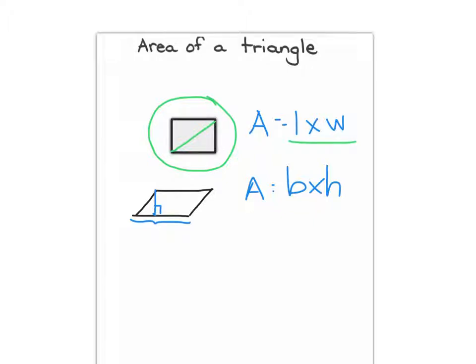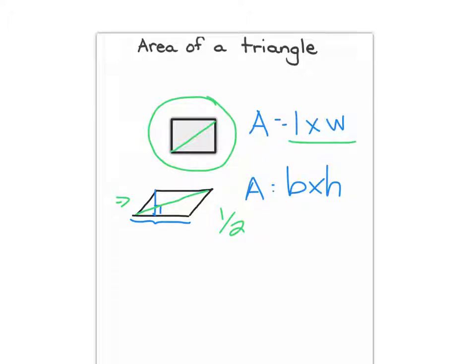Let's take a look at the parallelogram. To find the triangle, I draw a straight line from corner to corner. How much of the parallelogram does the triangle take up? It takes up a half. So half of this area is a triangle.